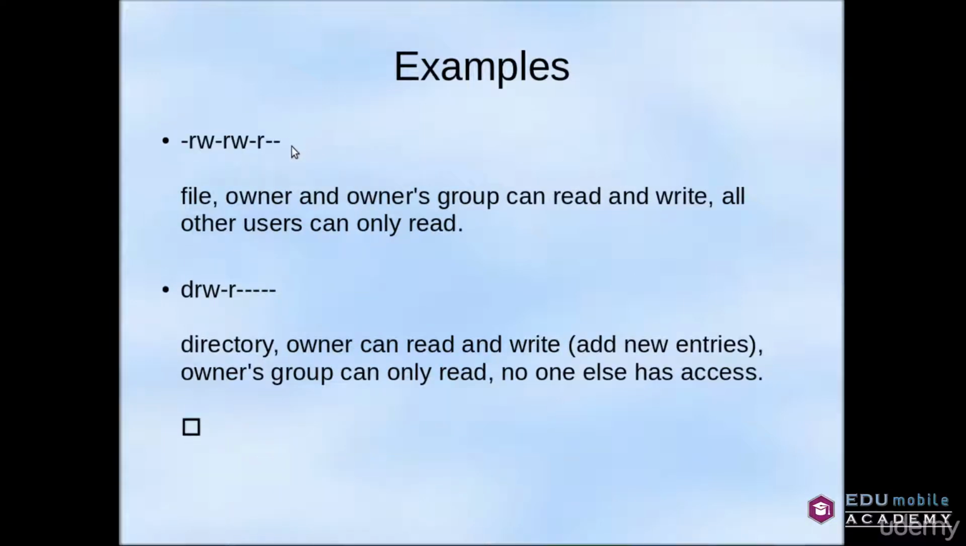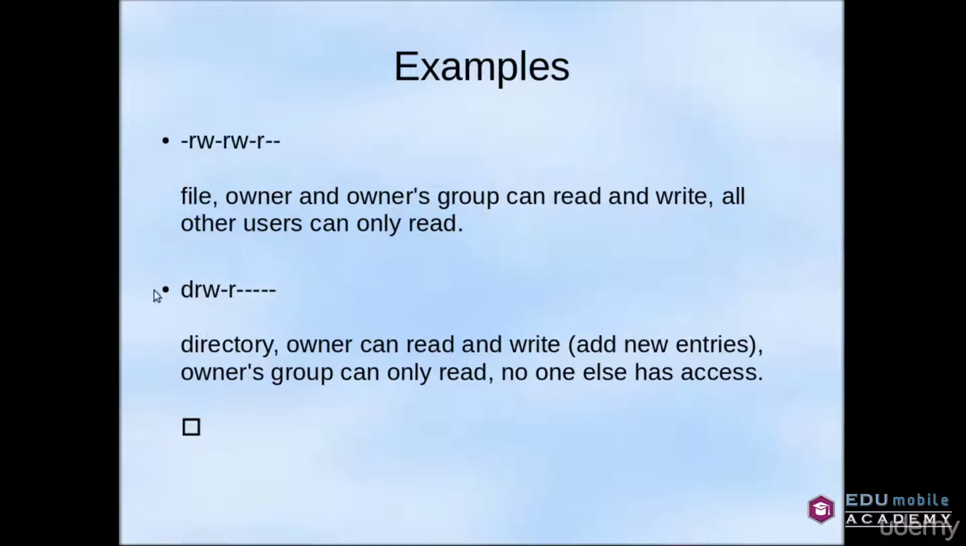So here's some examples. If we have dash rw- rw- r--, what does that mean? Well, the first dash tells us it's a file. The second group, rw-, says the owner can both read and write the file. The third group, rw-, says that the owner's group, everybody in the group to which the owner belongs, can both read and write the file. And then r-- at the end says that all other users aren't able to write the file, and they can only read the file. No user is able to execute the file.